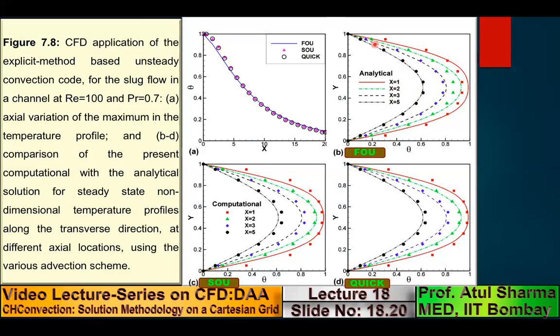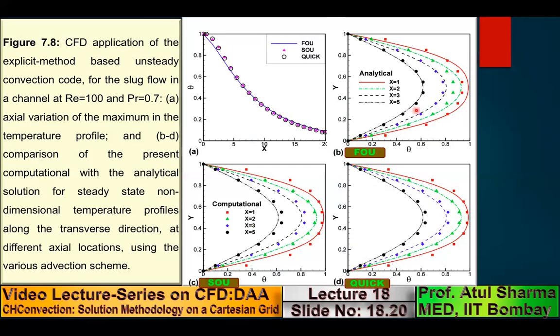So what you see is that as you go further in the channel, as you move from the non-dimensional distance 1 to 2, 3, and 5, the center line temperature goes on decreasing, as is shown here. The red line corresponds to x equals 1, the green is x equals 2, blue is 3, and this is 5. The analytical solution in all these figures is shown by the continuous line, and the symbols represent the computational results.